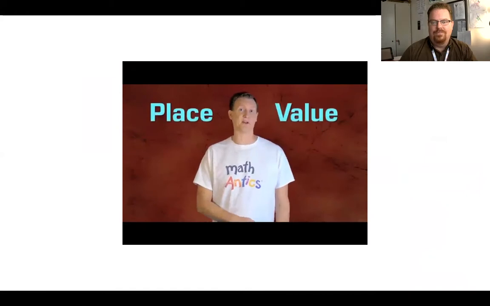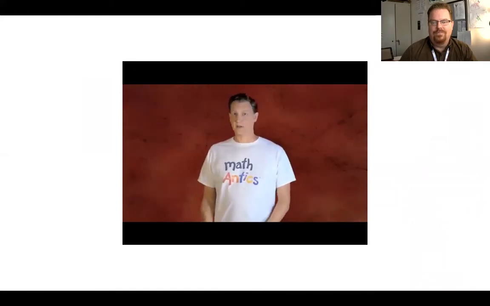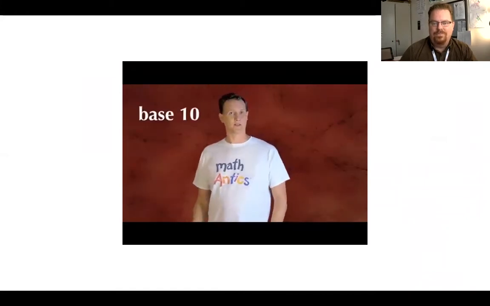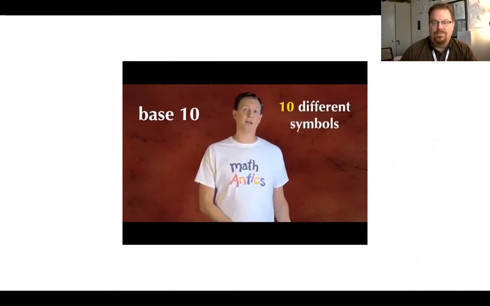Hi, I'm Rob. Welcome to Math Antics. In this lesson, we're going to learn how our basic number system works, and we're going to learn about an important concept called place value. The number system that we use in math is called base 10 because it uses 10 different symbols for counting.